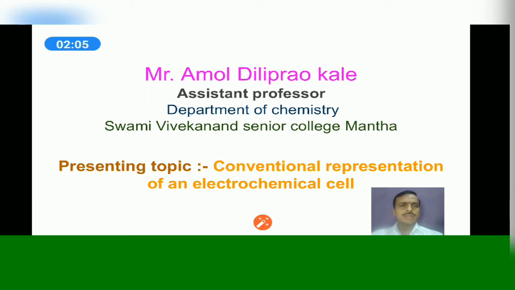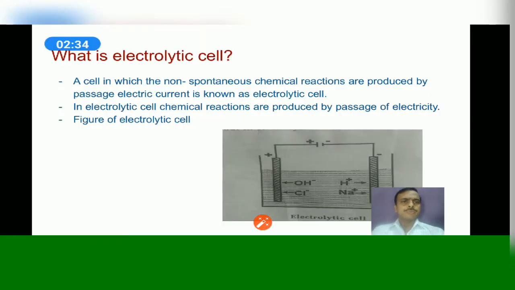So we can represent this cell in a specific format in order to write down where the half cells are present, like the cathode half cell and the anode half cell. For this reason, we have to study this conventional representation of an electrochemical cell. For that, we have to know what an electrolytic cell is.